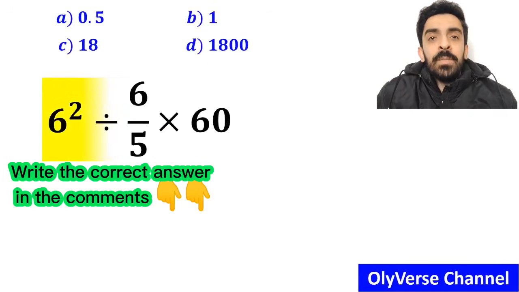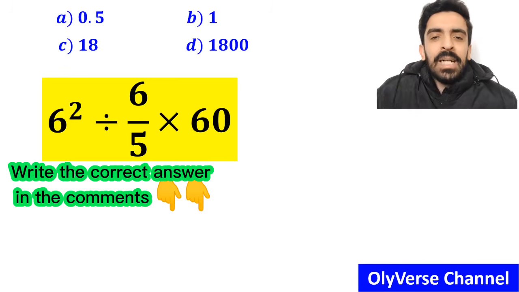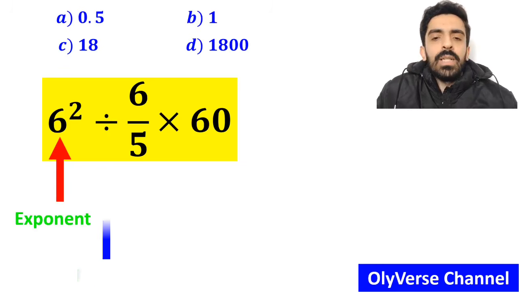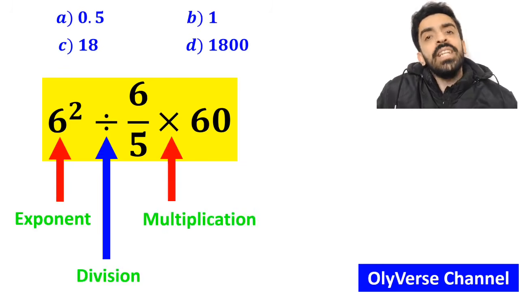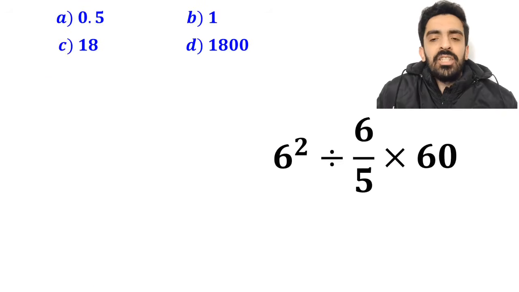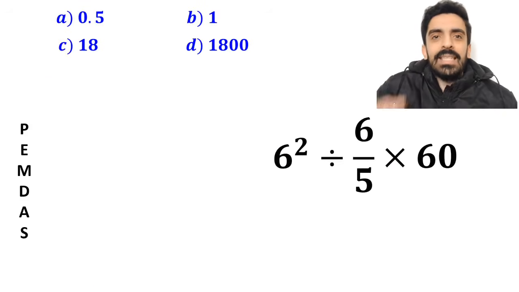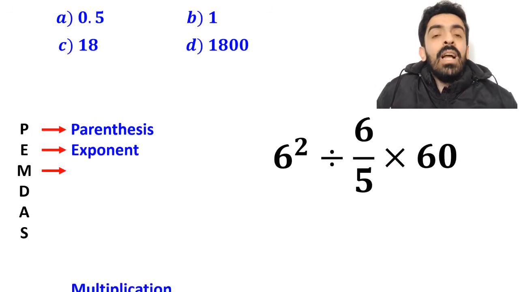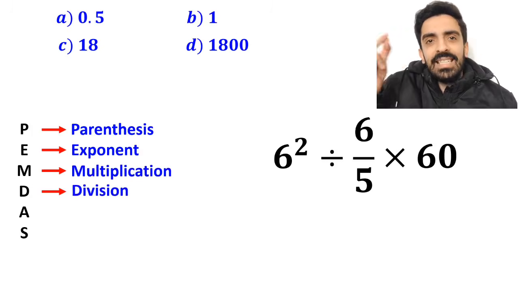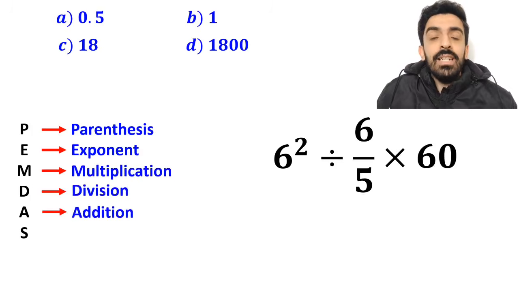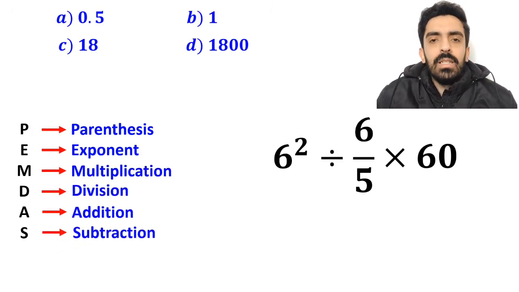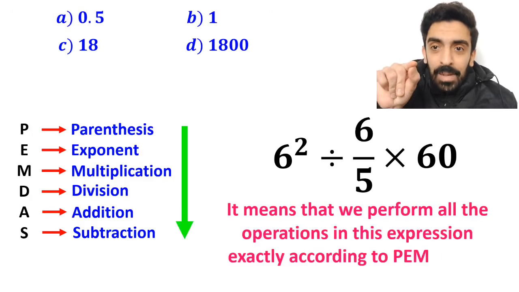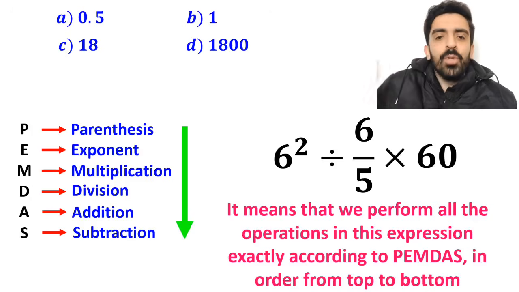Alright, now let's go step by step together and show you how to solve this expression properly. As you can see on the screen, in this expression, first we have an exponent, then a division sign, and finally a multiplication. To solve this question, we must follow the PEMDAS rule step by step. In this rule, P stands for parenthesis, E stands for exponent, M stands for multiplication, D stands for division, A stands for addition, and S stands for subtraction. It means that we have to perform all the operations in this expression exactly according to the PEMDAS rule in order from top to bottom.